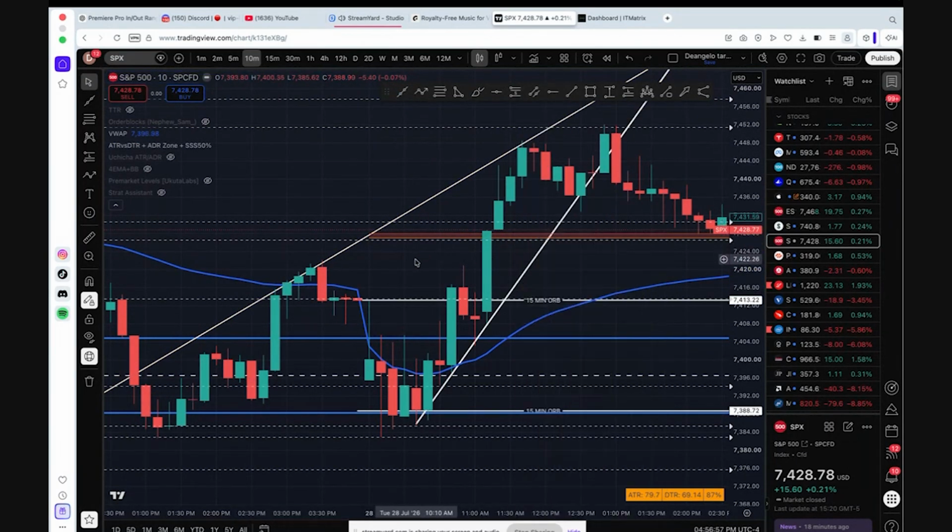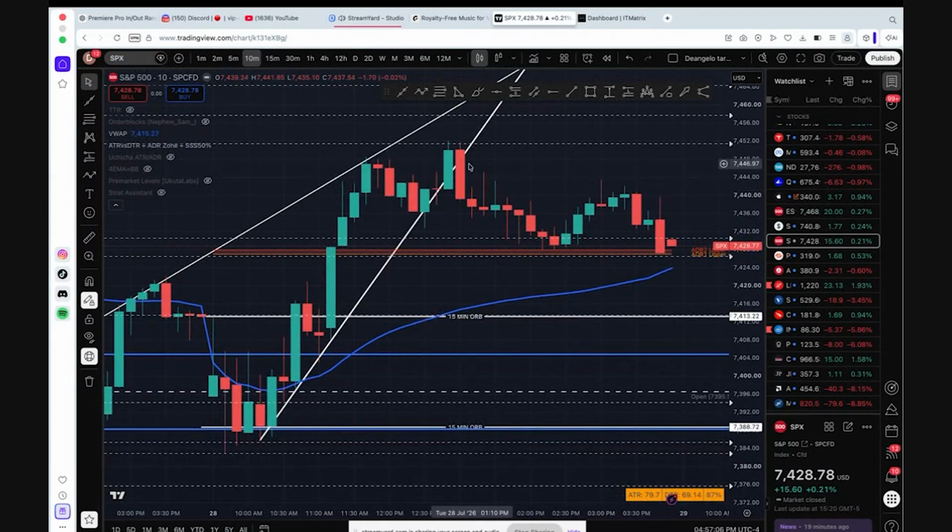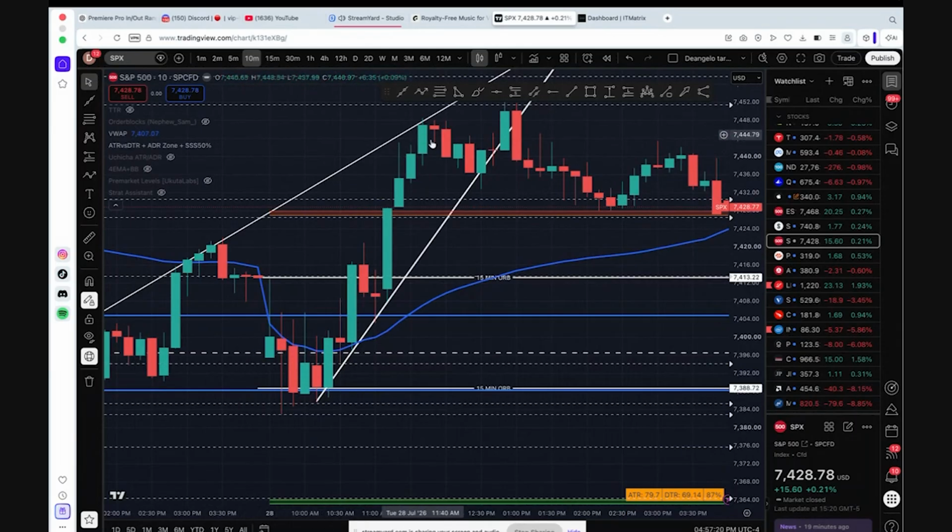And I was just telling my group, I said, as long as they're inside of this wedge right here, they're probably going to keep continuing here until they break down. What they did, they broke down this red candle right here. Boom. Chop fest the rest of the day. Resistance, support, resistance, support, resistance, fail.